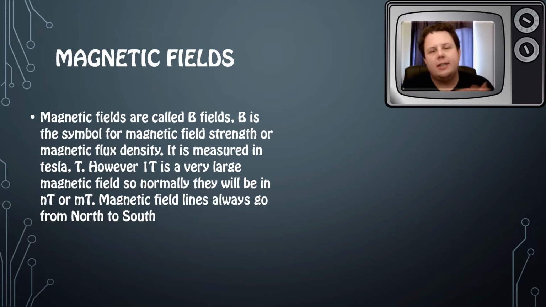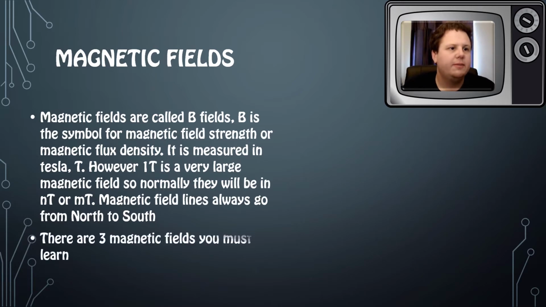Now we measure this in Tesla, which has the symbol of capital T. However, 1 Tesla is huge. So you tend not to see anything in Tesla in the work that we do. It tends to be in nano times 10 to the minus 9 Tesla, or milli times 10 to the minus 3, micro as well times 10 to the minus 6. Also remember, magnetic field lines always go from north to south.